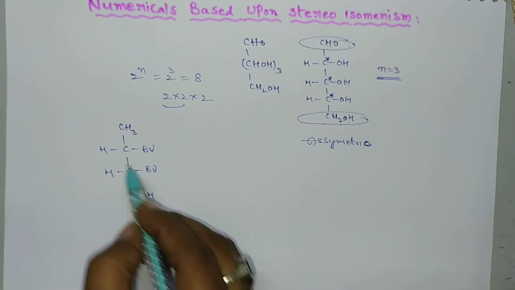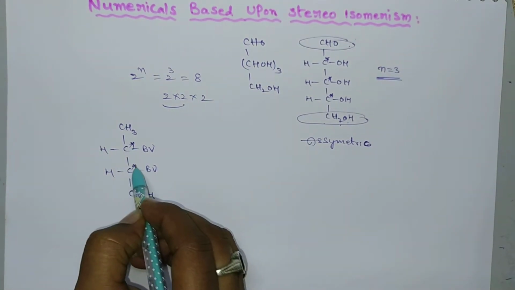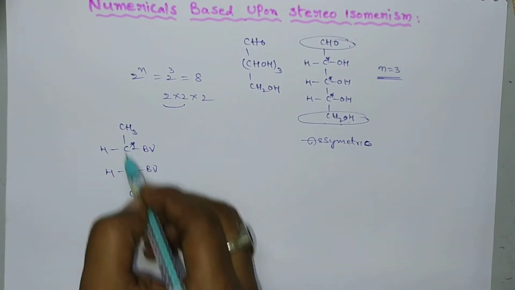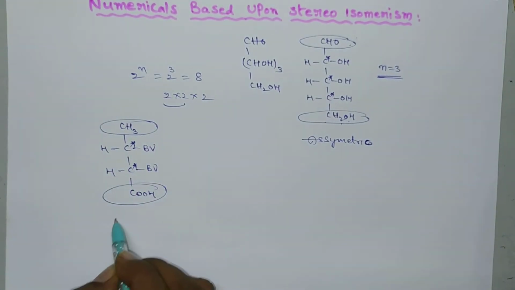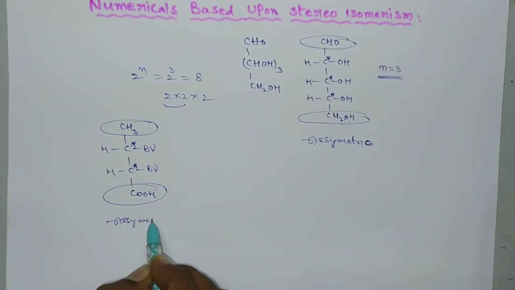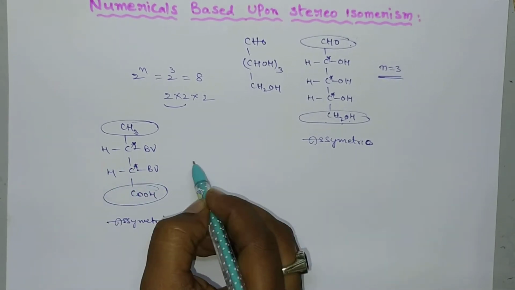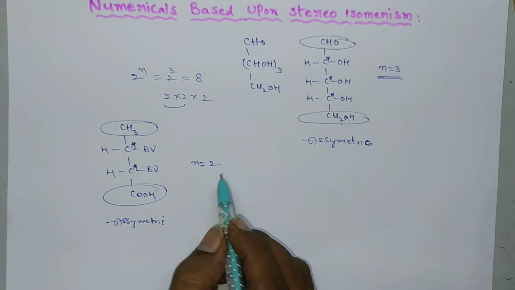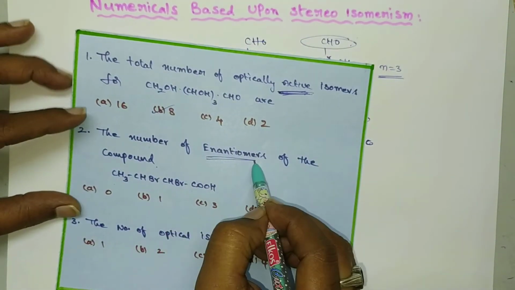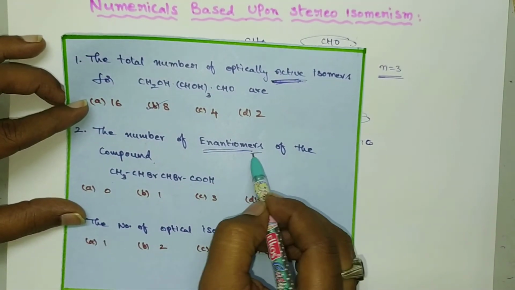Here again it consists of 2 chiral carbons. Now we have to check the ends. Here the ends are again different. That's why this molecule is an asymmetric molecule. This asymmetric molecule consists of 2 chiral carbons, so n is equal to 2. Now we have to check the number of enantiomers. So what is the number of enantiomers here?